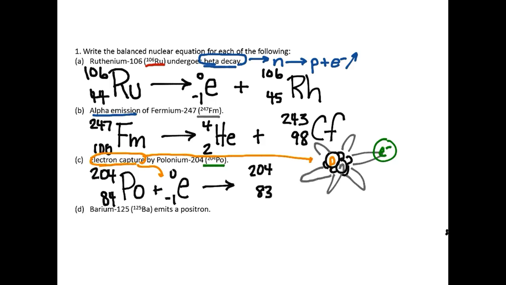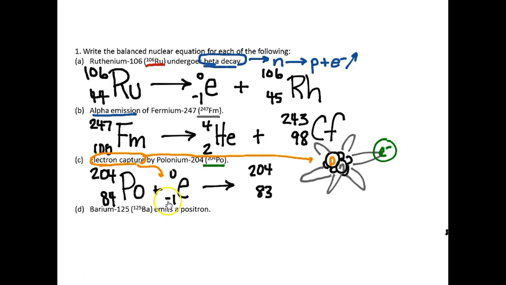One thing you can do, just like I mentioned before, is that 204 plus 0 should equal what's on the right, 204. 84 minus 1 has to equal what's on the right, which is 83. So one way to do this is to just know that an electron is a reactant. And remember the symbol for an electron: there's a 0 in the upper left-hand corner, and a -1 in the lower left-hand corner. That's related to the charge, but it also relates to the number of protons, because a proton and an electron combine to make a neutron in the nucleus.